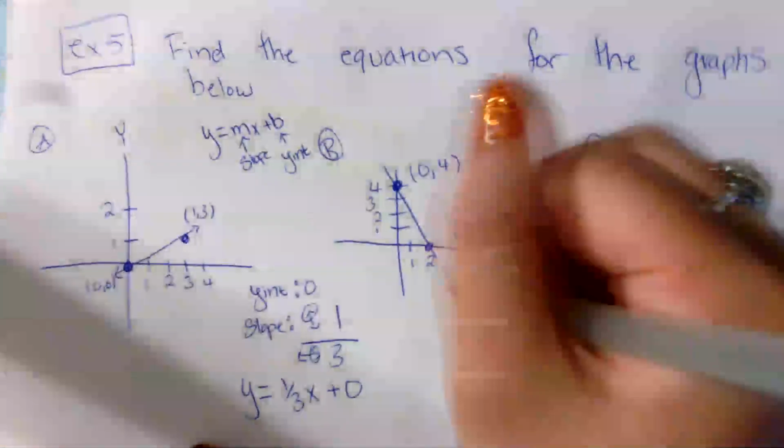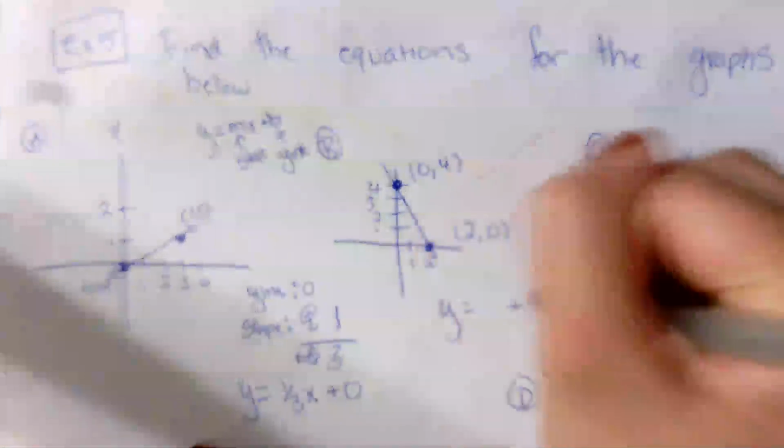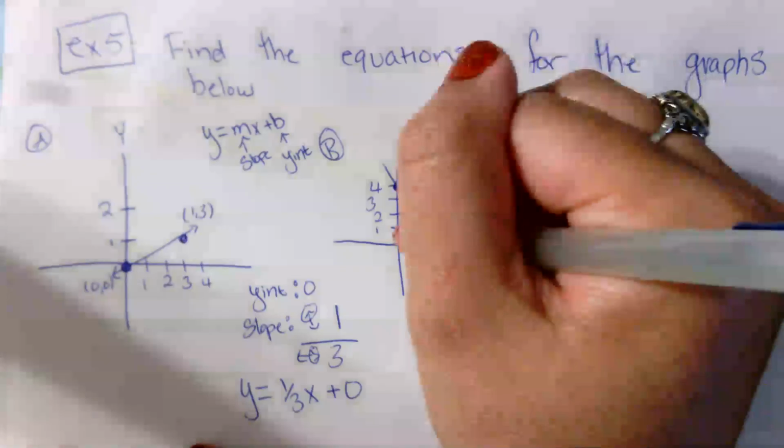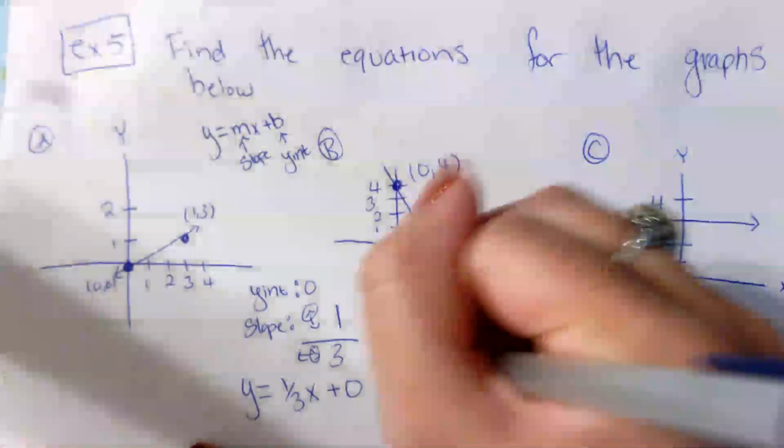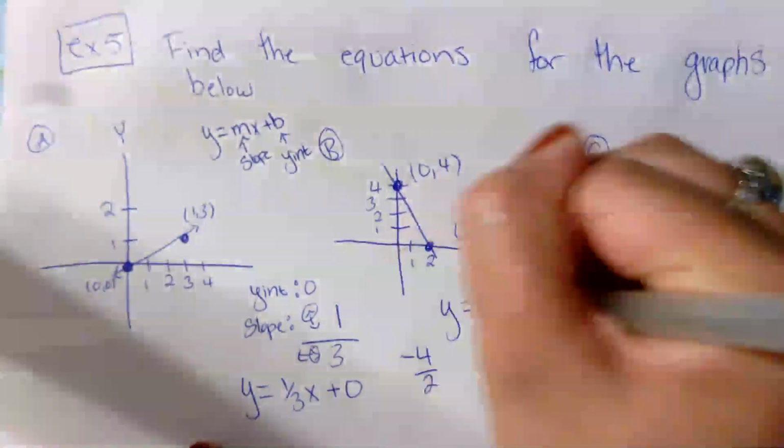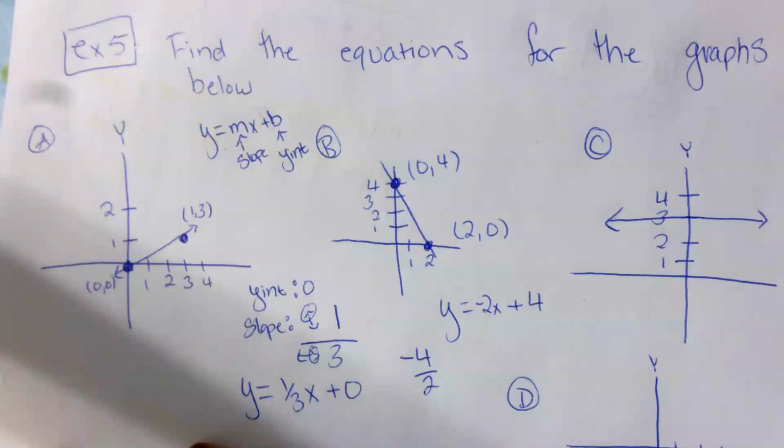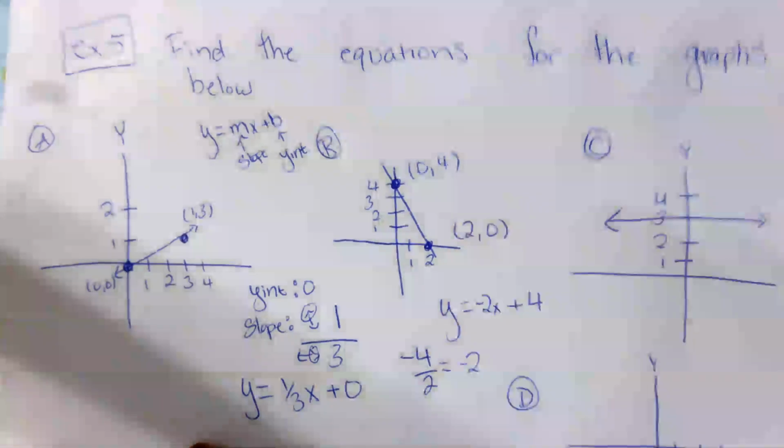Here I do the same thing. My y-intercept is 4. So I say plus 4. I went down 4 and right 2. So negative 4 over 2 gets me a slope of negative 2x, because this equals negative 2 when I divide them.